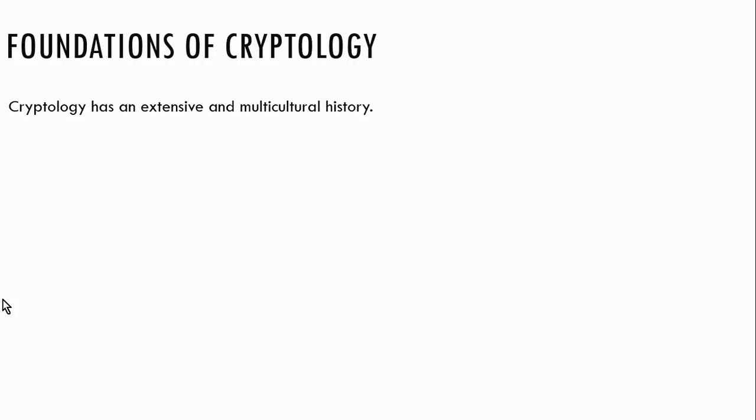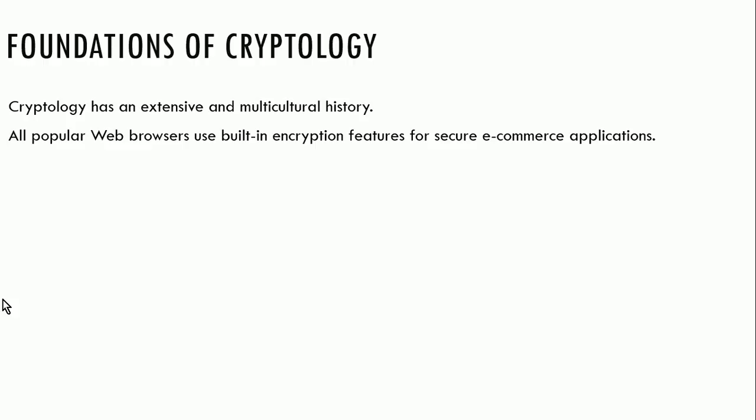So cryptology has an extensive history in lots of different cultures. Just about anybody who wants to hide a message used cryptography of some kind or cryptology. There is evidence of cryptology going all the way back to ancient times, to the Romans and the Greeks and so forth and so on, all the way up to today, where almost all popular web browsers have built-in encryption features for securing e-commerce applications, for example. And that's just a little blurb from your textbook.